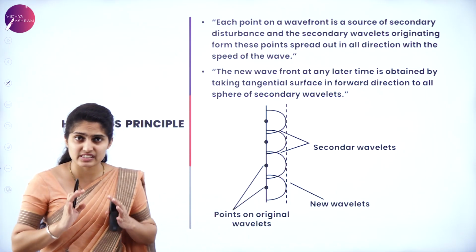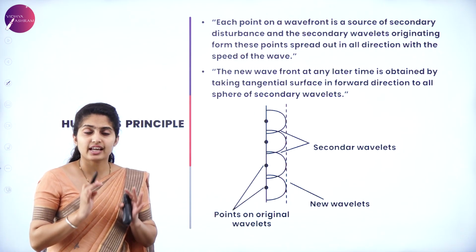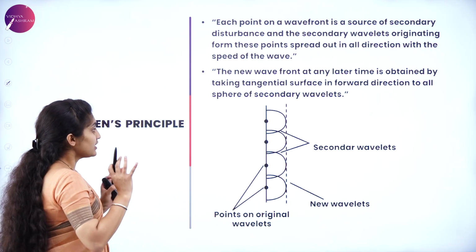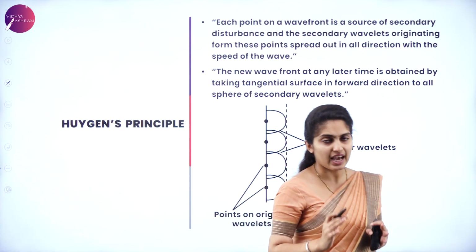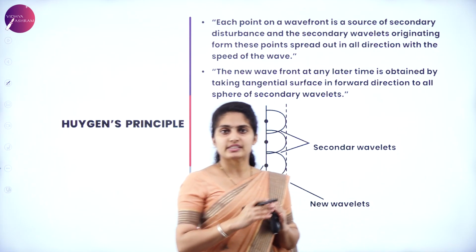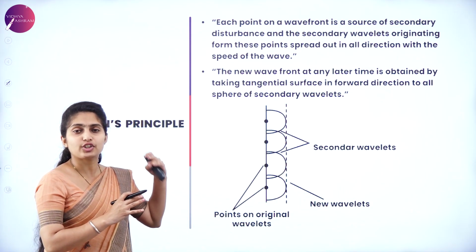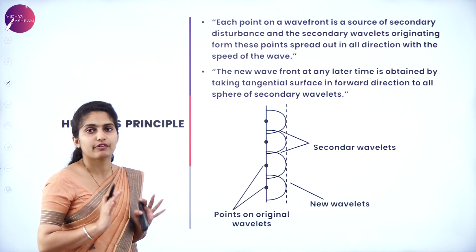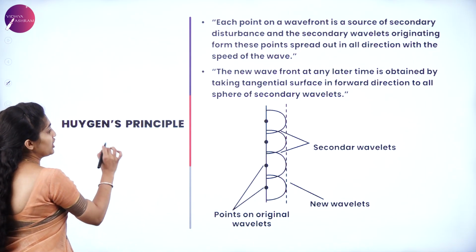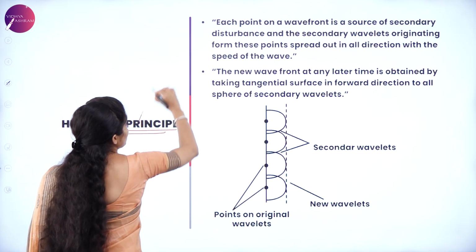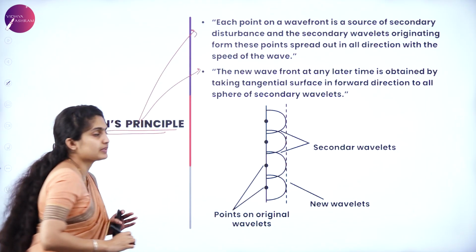Huygens' principles suggest that there are two principles given by Huygens. Christian Huygens has given two principles through which he explains the wave theory. Huygens' wave theory worked on the principles which were given by him. There are two principles here.